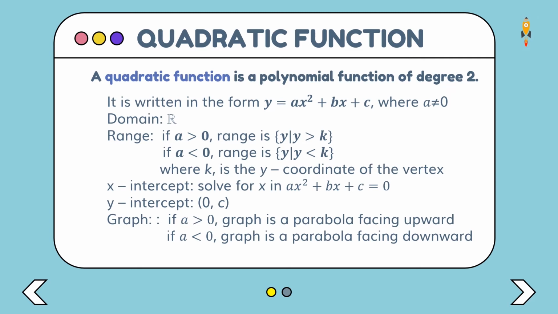X-intercept. Solve for x in ax squared plus bx plus c is equal to 0. Y-intercept: (0, c). Graph. If a is greater than 0, graph is a parabola facing upward. And if a is less than 0, graph is a parabola facing downward.